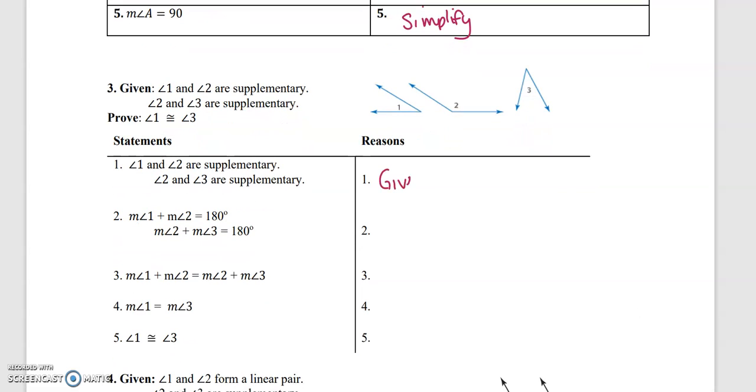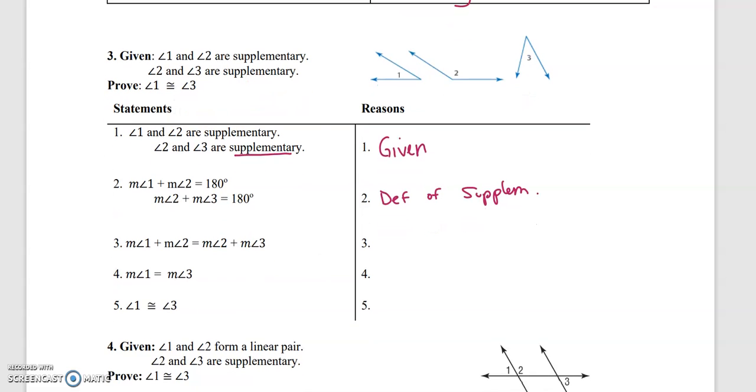Reason 1 is given. Reason 2 has the words supplementary, and they're defining it, so definition of supplementary. Since they're both equal to 180, they are setting them equal. So either transitive, or we're kind of substituting this in for the 180 there, so substitution could also be used.